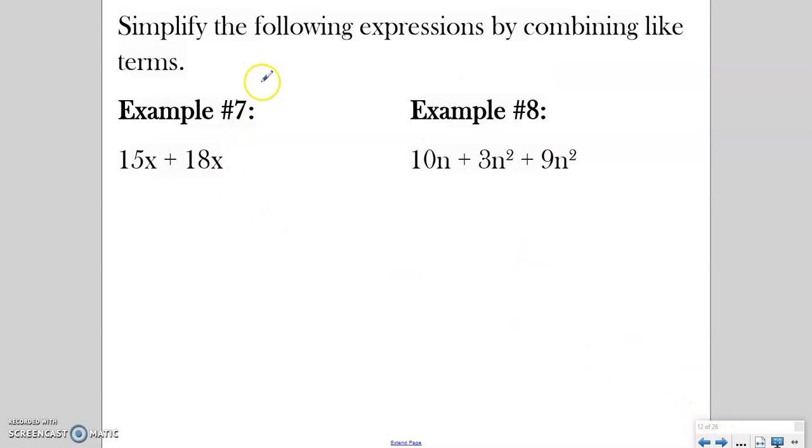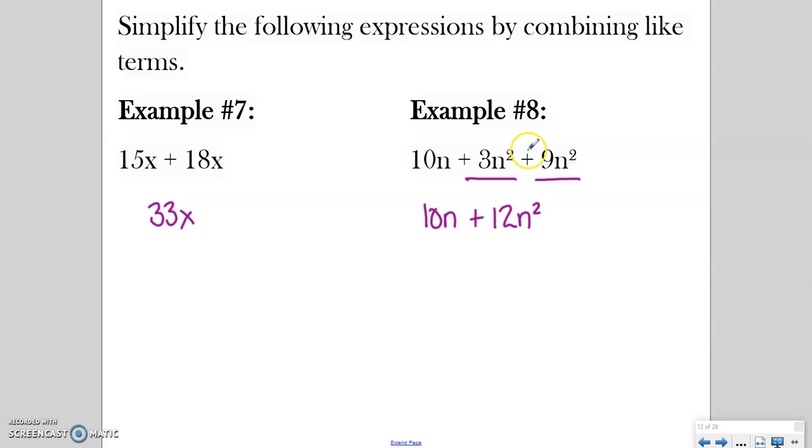Not too bad. So they say the next one says simplify the following expressions by combining like terms. So again, we're combining like terms. 15 and 18 gives you 33. And you need to have the x, because since they're the same, you just bring that down and then add the numbers, the coefficient. Okay, so we notice that this and this are like terms. So we're going to combine them, and you just bring the 10n down. These two together gives you 12, and then you have n squared.